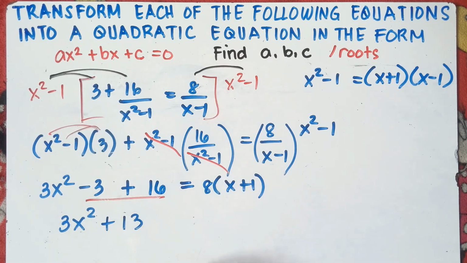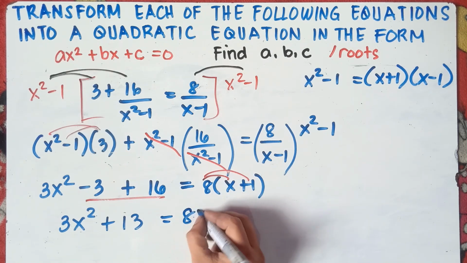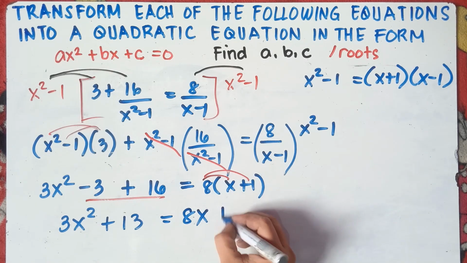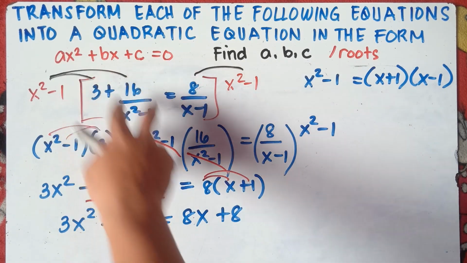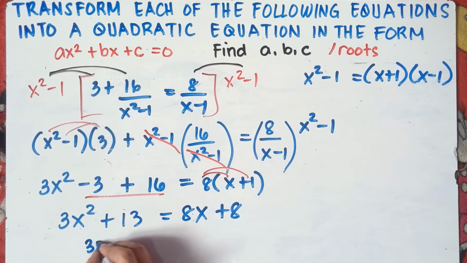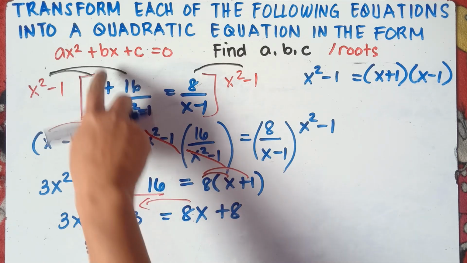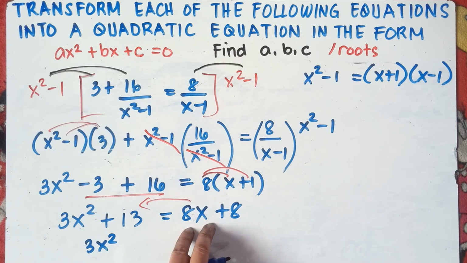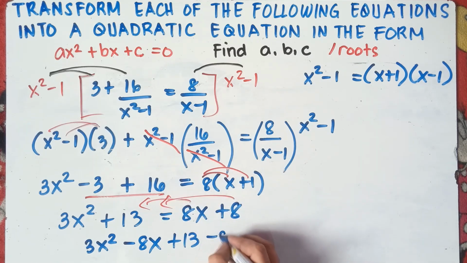We have positive 13 equals, you distribute 8 times x, that would be 8x. 8 times 1, that's positive 8. Alright, and then you transform this equation into standard form. So copy 3x squared. Then transpose 8x. Linear term comes first. Bx comes first. Transpose 8x. This is positive 8x. It will be negative 8x. Copy 13. Then transpose 8. This is positive 8. It will be negative 8.